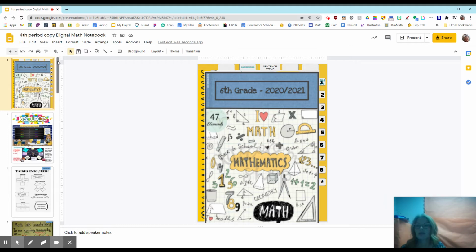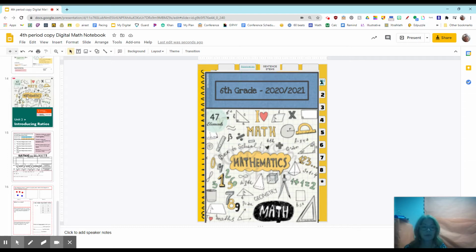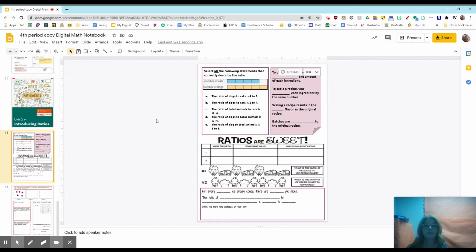I added pages last night. So at the very bottom, if you scroll down, you should have 3 new pages. We now have a Unit 2 cover page or title page, and then we have 2 note pages to work on. We're going to work on these together today.